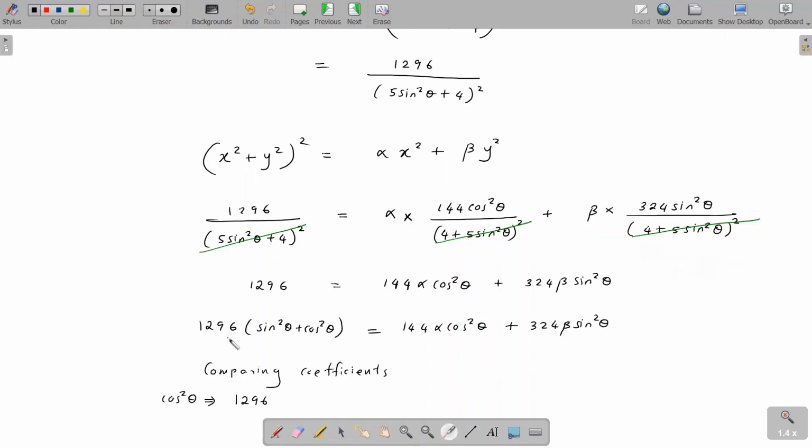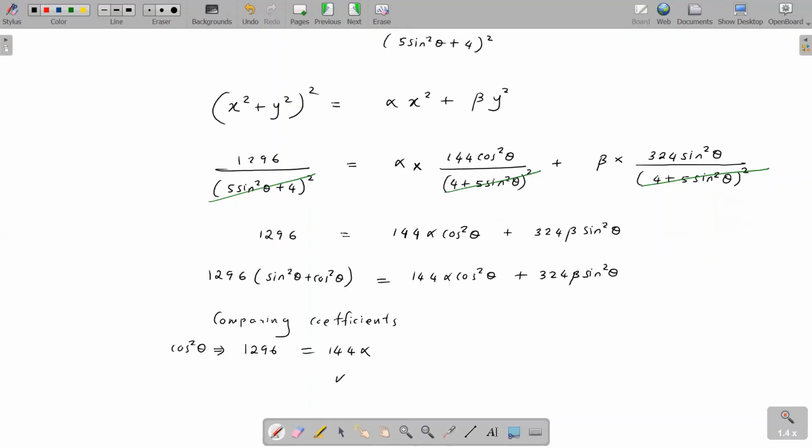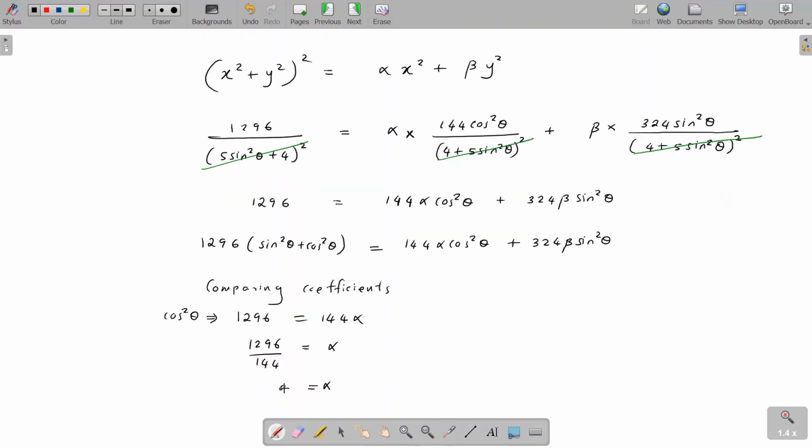So over on this side, I get 1296 cos square theta. Equals on the other side, what do I have? 144 alpha. How much is alpha? 1296 divided by 144, and alpha is 9. And when you compare coefficient for sine square theta, what do we get? 1296 sine square equals 324 beta. How much is beta? 1296 divided by 324 gives me beta is 4. So alpha value is 9, beta value is 4.